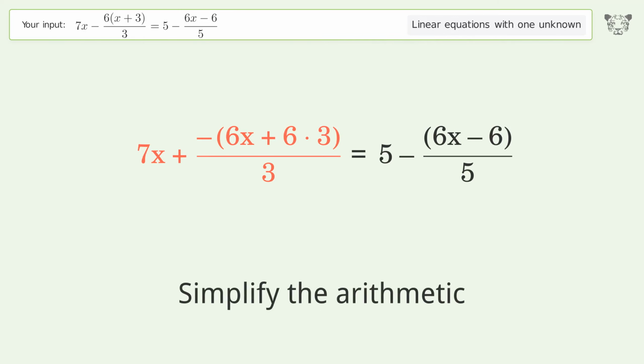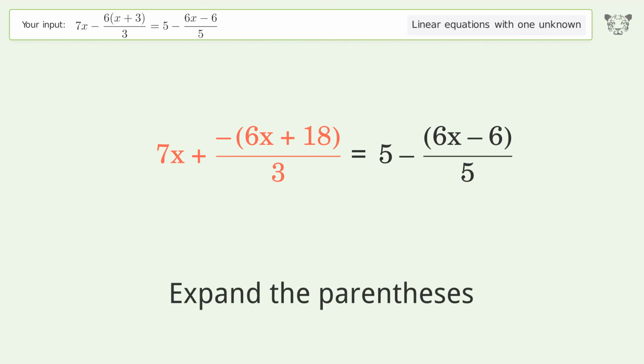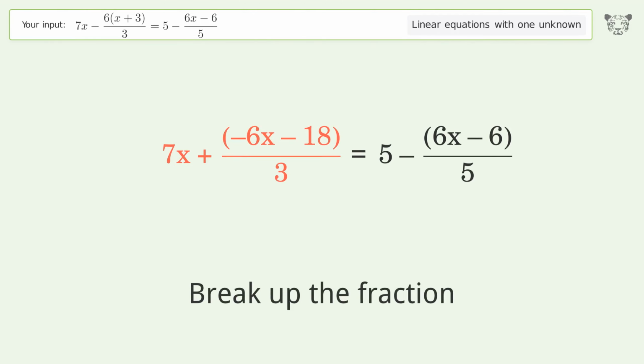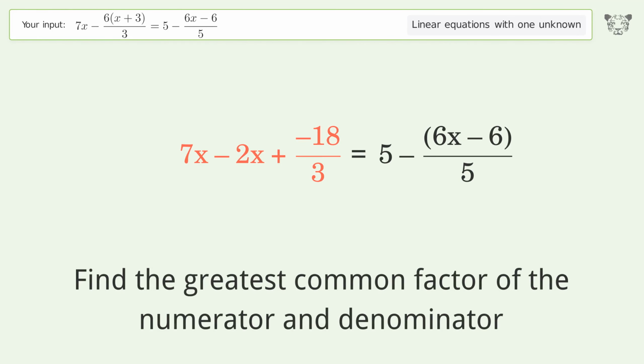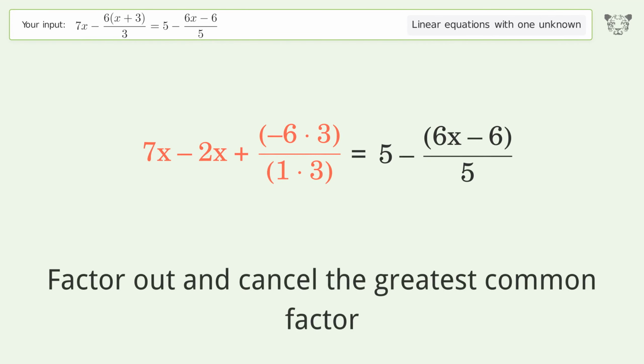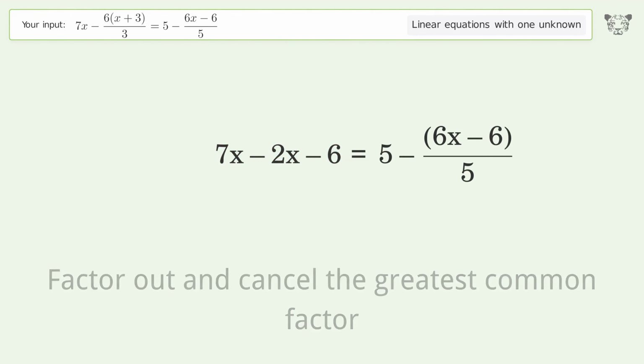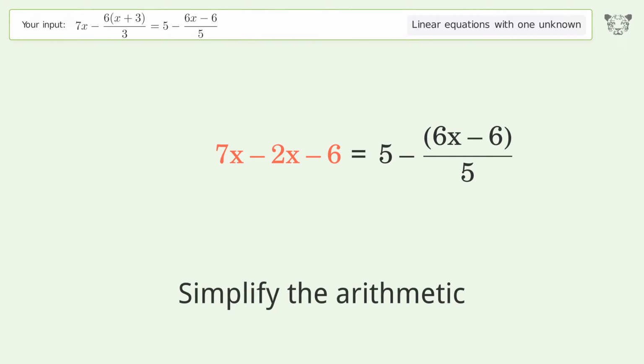Simplify the arithmetic. Expand the parentheses. Break up the fraction. Simplify the fraction. Find the greatest common factor of the numerator and denominator. Factor out and cancel the greatest common factor. Simplify the arithmetic.